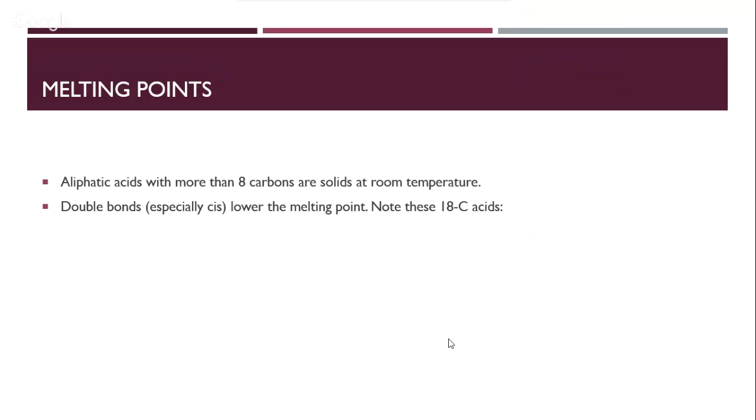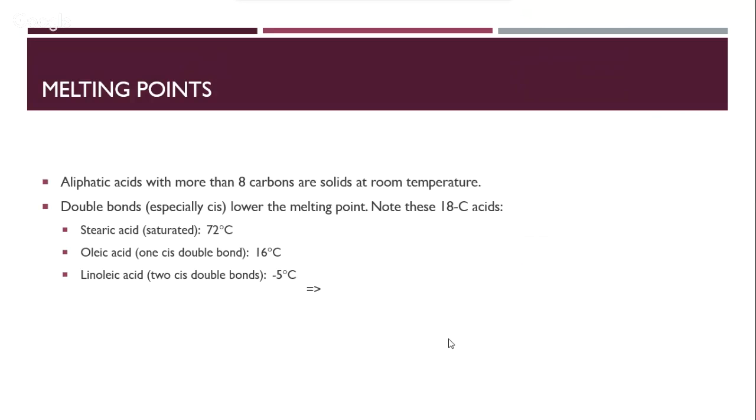Similarly, about melting points, up to 8 carbons, they are liquid, but after that they become solid at room temperature. Double bonds lower the melting point. So note these 18 carbon atoms are like stearic acid, for example, oleic acid. These are more than 18 carbon atoms. So they all have very high melting points. Please note the melting point itself is 72 degrees Celsius, which means it's a very, very strong solid. Okay, so all this is about melting point.